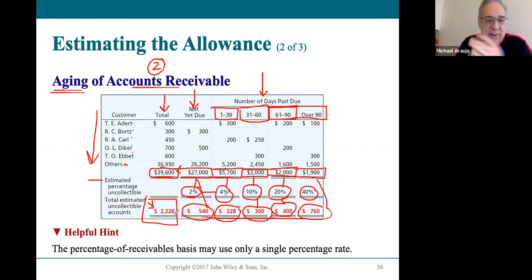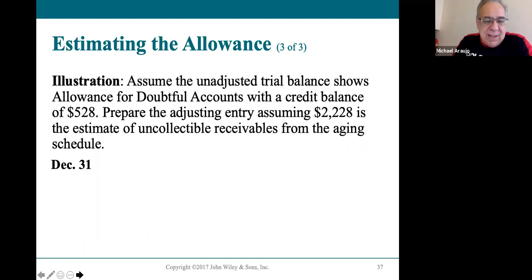But like I said, companies have been keeping records year to year to year. So they kind of have an idea of what they're looking at. And sometimes when they're actually doing their bad debt at the end of the year, they might already have a balance in their allowance account to look at. So in this case, the company wants to have their allowance at 2228. That's what you just saw on the aging. But the problem is they already have $528 there on the credit side. So they want their credit balance to actually be 2228.